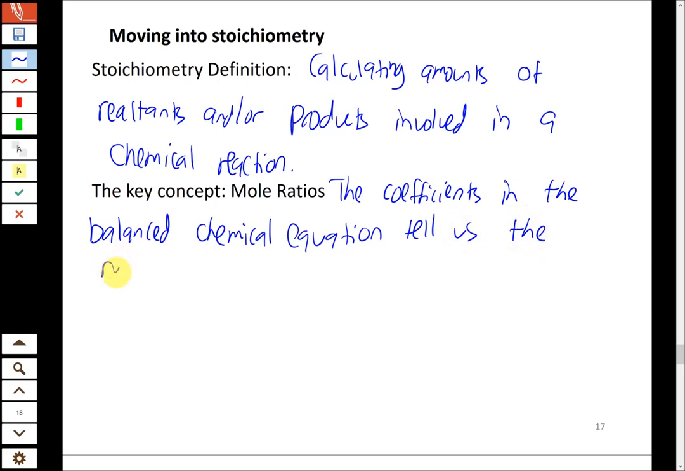So we said that coefficients can be interpreted at the microscopic level, number of atoms or number of molecules involved, but the more important and more common way is to interpret them as the number of moles of each substance in the reaction.